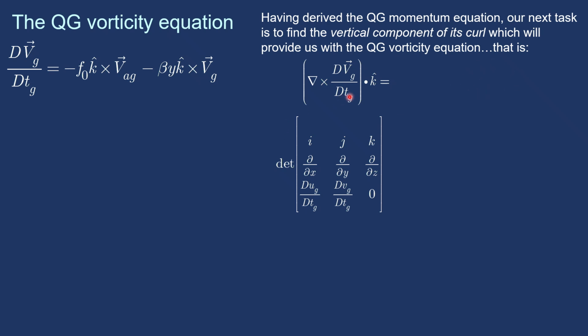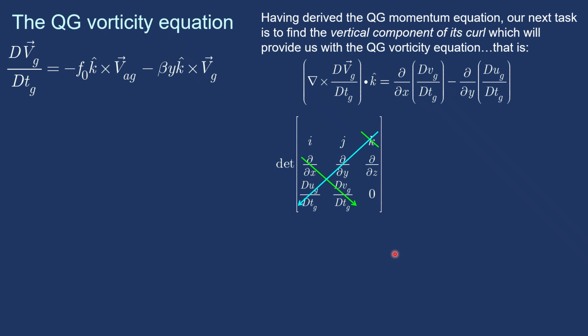So writing this down as a determinant here, we only need to worry about the k-hat part of it because that's the only part we're interested in. Starting at k-hat and reading down into the right and cross determinant here, we're taking the partial derivative with respect to x of the geostrophic total derivative of the meridional geostrophic wind. And then starting at k-hat reading down into the left, we're taking the partial with respect to y of the total geostrophic derivative of the zonal geostrophic wind.